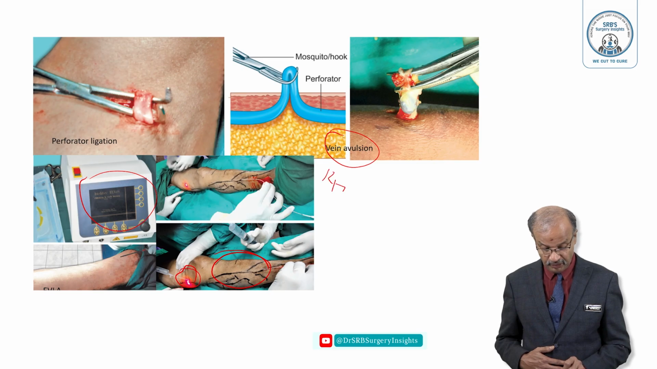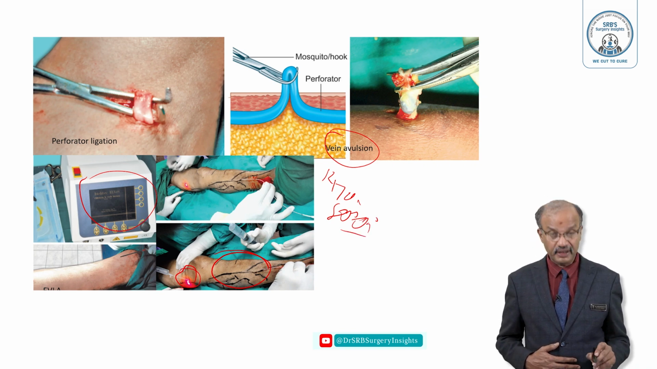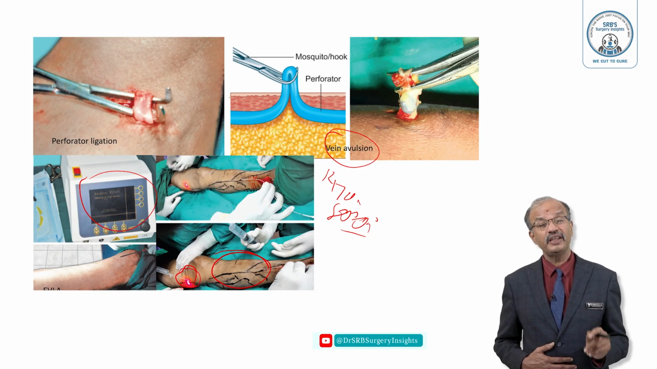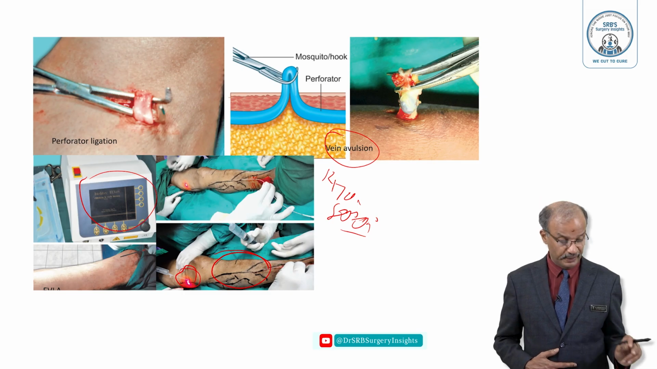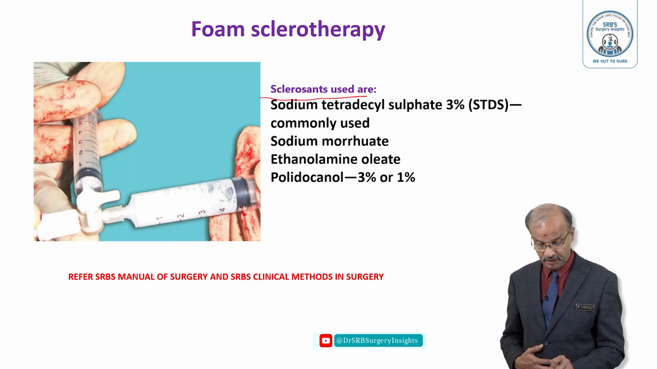Again, I will repeat: 1470 nanometer wavelength, around 800 degrees centigrade temperature at the tip. Laser ablation is done, and tumescent solution should be injected to dissipate heat, to prevent burn, and to create tamponade. And foam sclerotherapy, already told, is the commonest one which is used often.